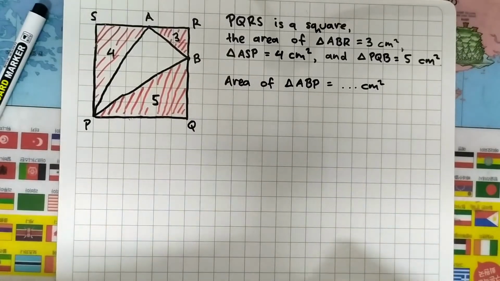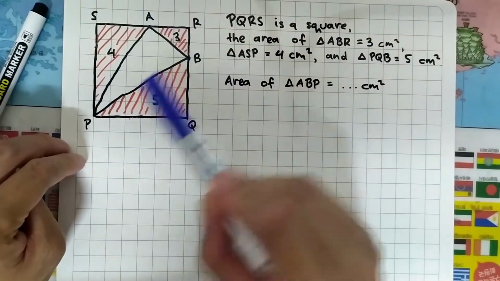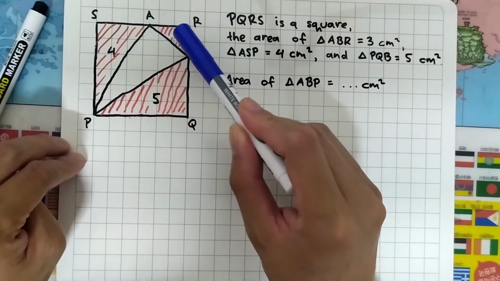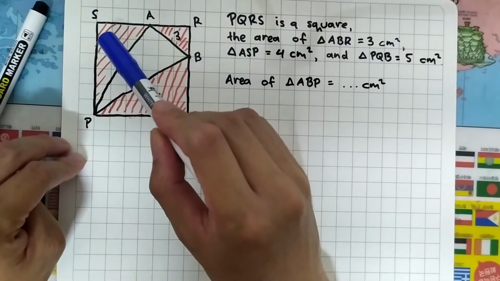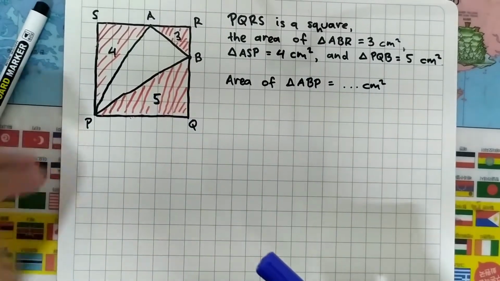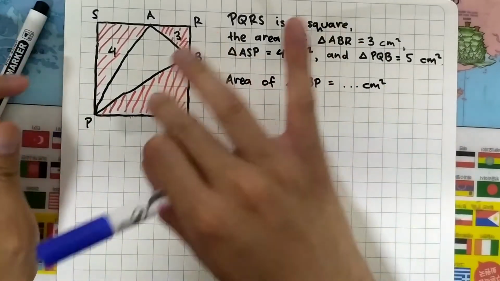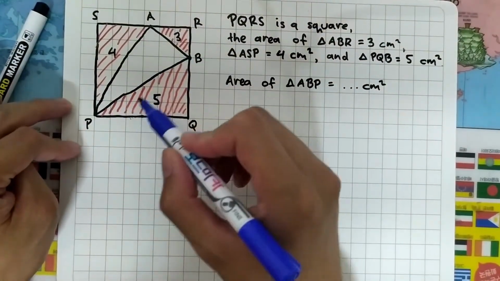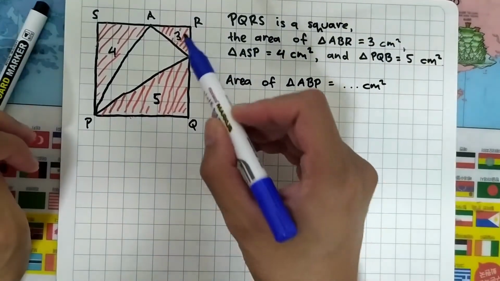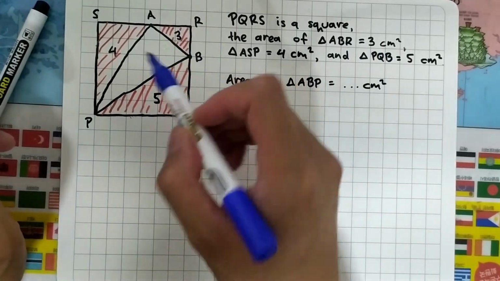Okay, so we are asked to find the area of this triangle ABP, and we know that the area of this triangle is 3, this one is 4, and this one is 5. But we have to note that this triangle is not a right triangle, although it may seem familiar. It's 3, 4, 5, but it is not the side length but the area.